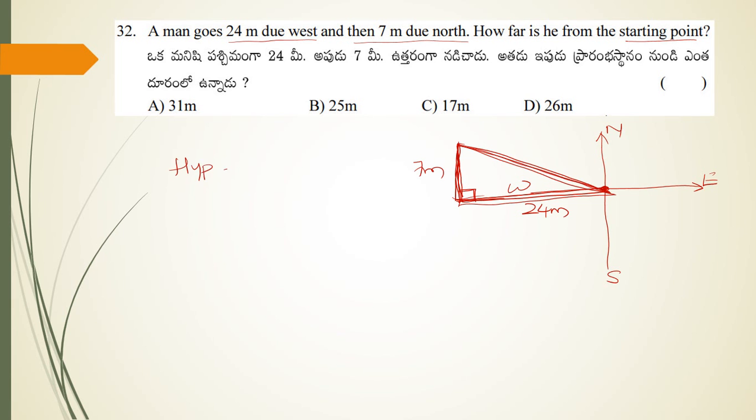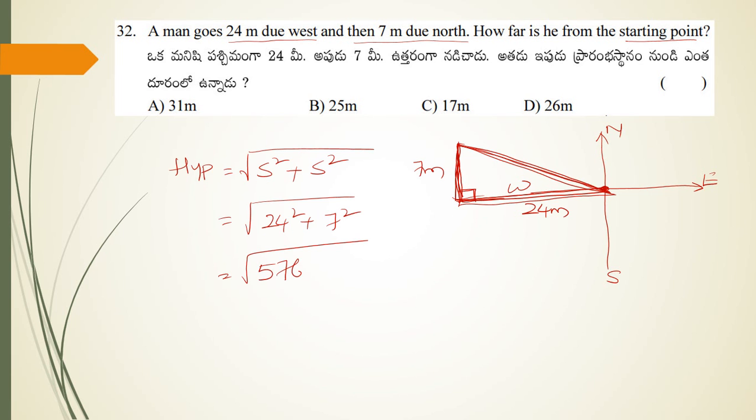So hypotenuse is equal to square root of side square plus side square. So when I write this, I get 24 square plus 7 square. What is 24 square? 24 square is 576 plus 7 square is 49. When you add these two, 9 plus 6 is 15, 1 is carried, 7 plus 4 is 11, 12. Again 1 is carried, 5 plus 1 is 6. So square root of 625 is 25 meters. So he is 25 meters away from the starting point, right?